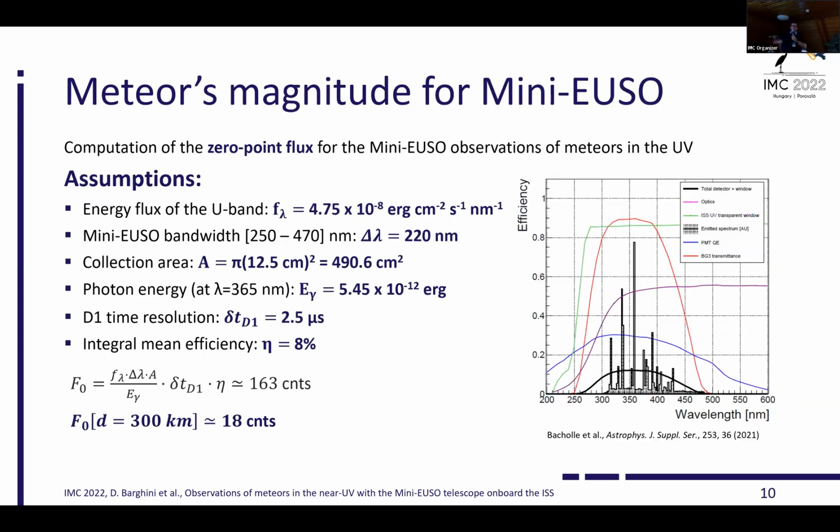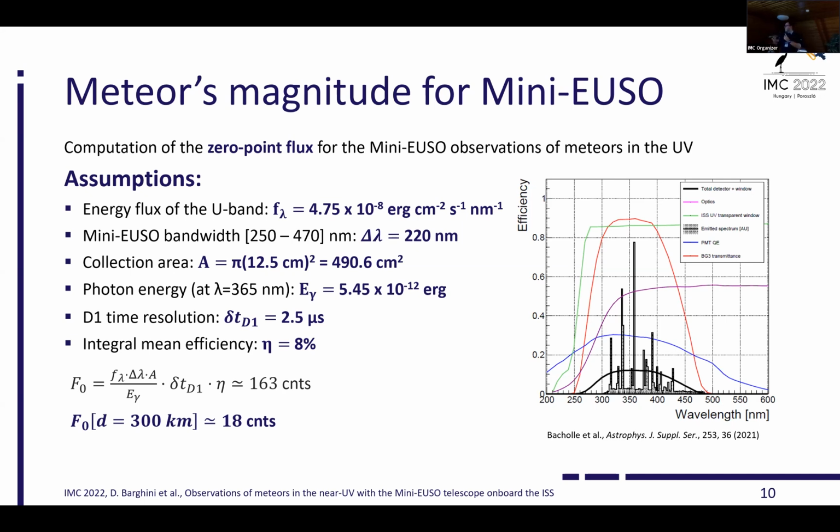And as I was saying, and this is written in the title, we look in the near UV, so roughly from 250 to 450 nanometers. And of course, this is not a common wavelength. And for now, we don't have a laboratory measurement of the efficiency. We have something, so for now it is a rough estimation of the zero-point magnitude, the magnitude of the meteor itself. And so this is just some data about the Mini-EUSO wavelength, bandpass, etc.